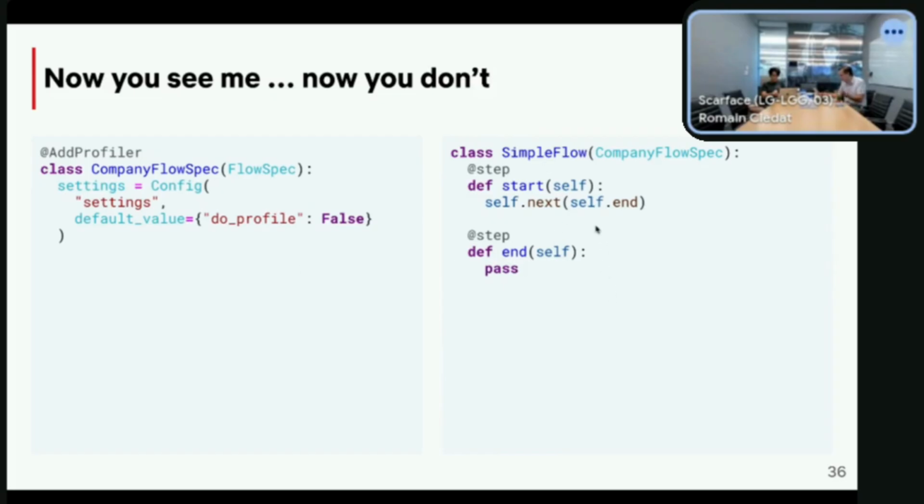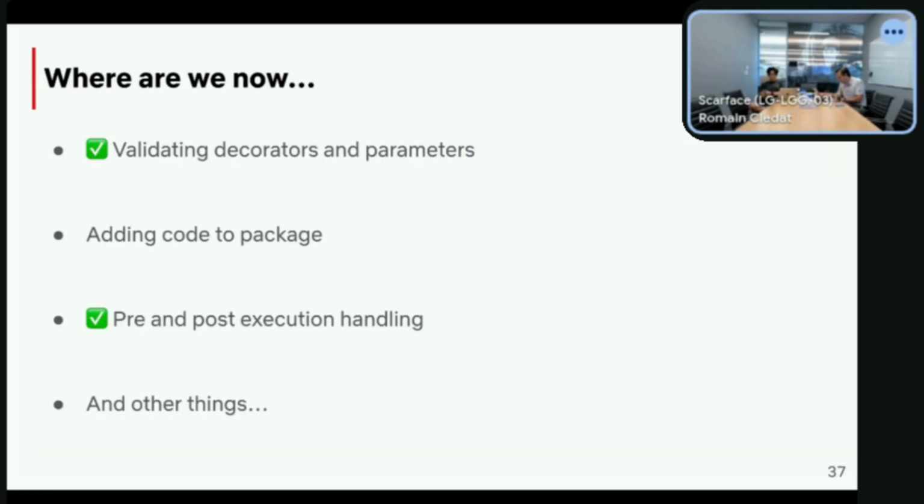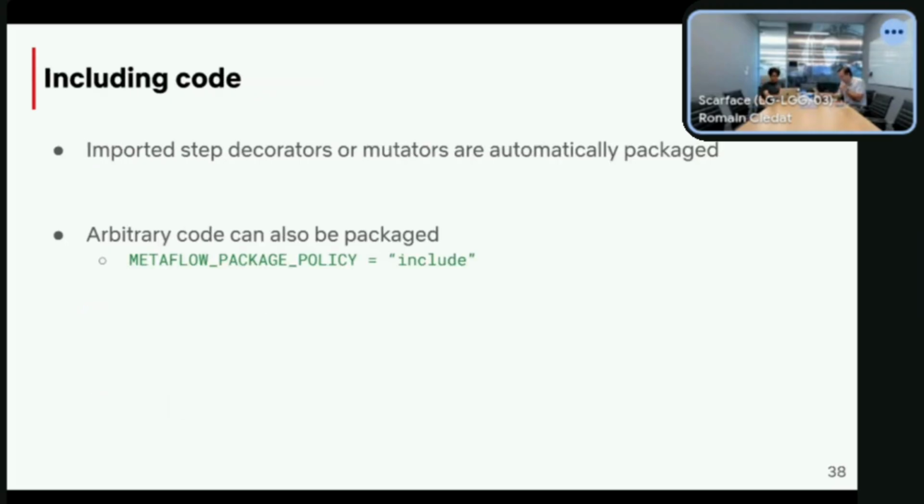And then they just use the flow as is. Okay, so where are we? So we had done the pre and post execution. We had done validating decorators and parameters, because you can effectively do whatever you want at this point on the parameters and decorators. And the last thing is including code.